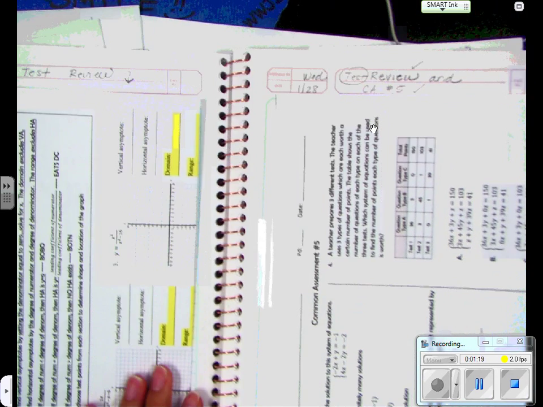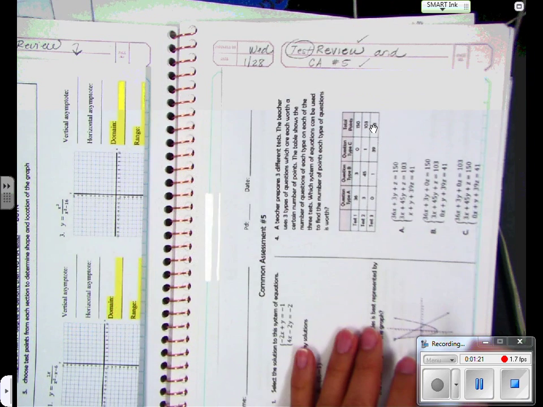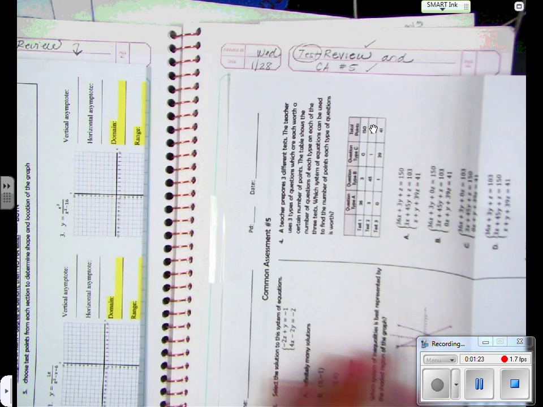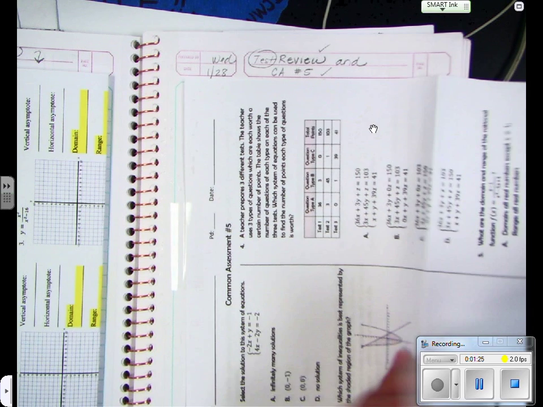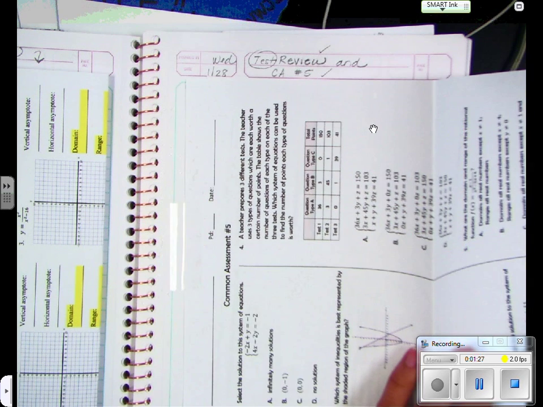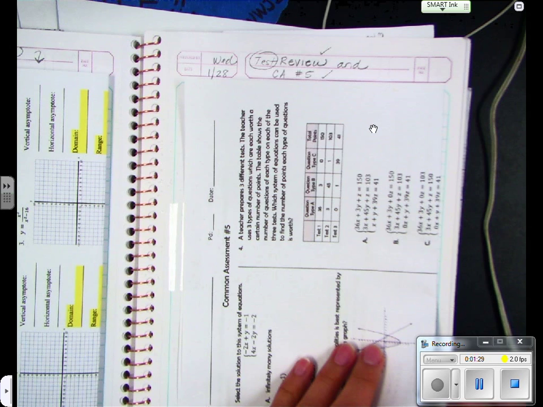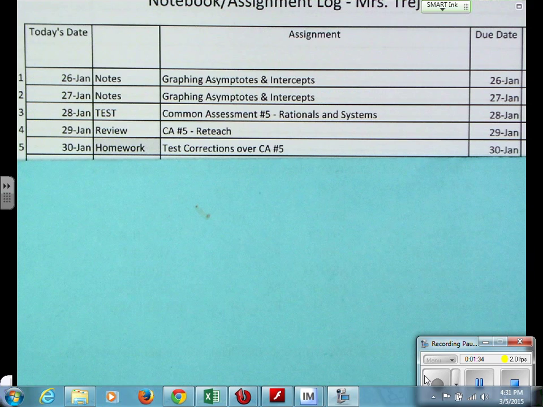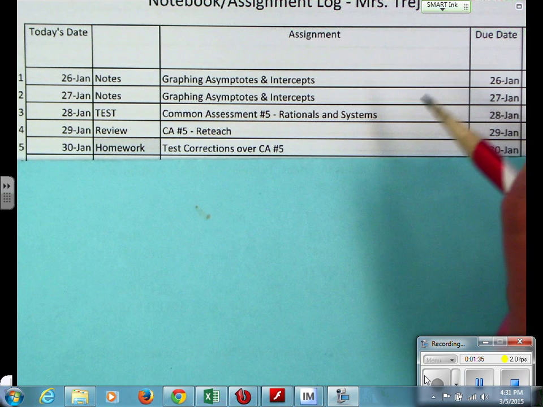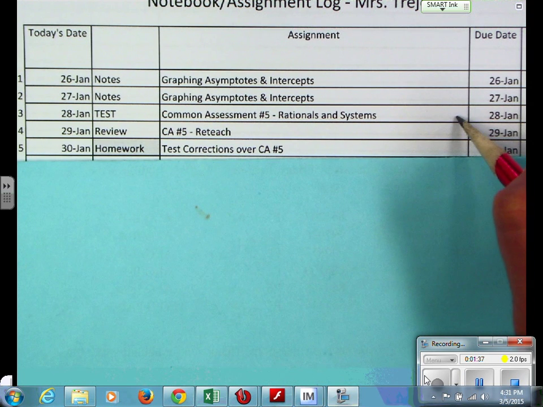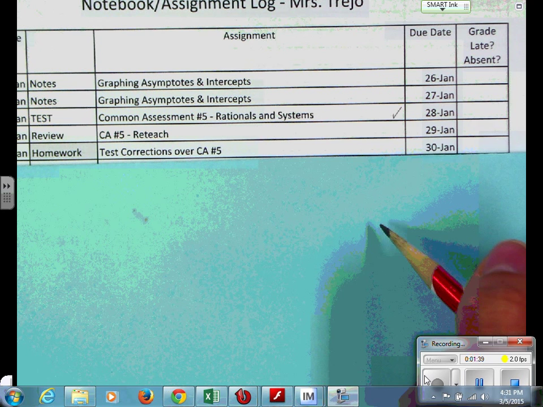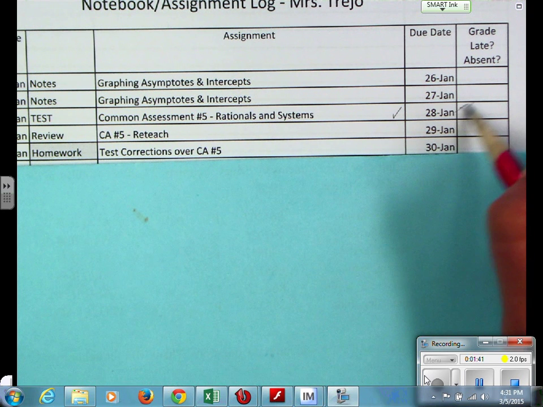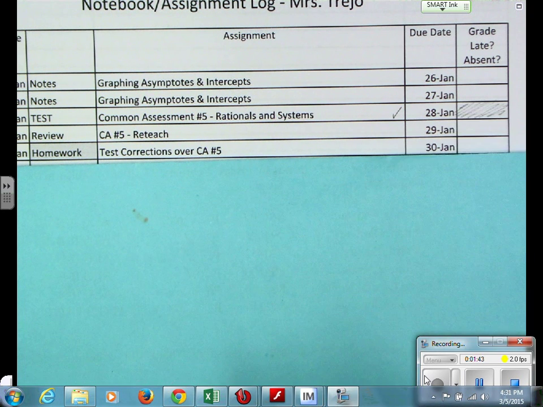Now the test looks something like this. It says common assessment number 5 in the front, and it was a total of 10 questions front and back. If you go to the next page, that takes care of your test. If you can, please write your grade here, whatever it is. Hopefully it's a high grade.